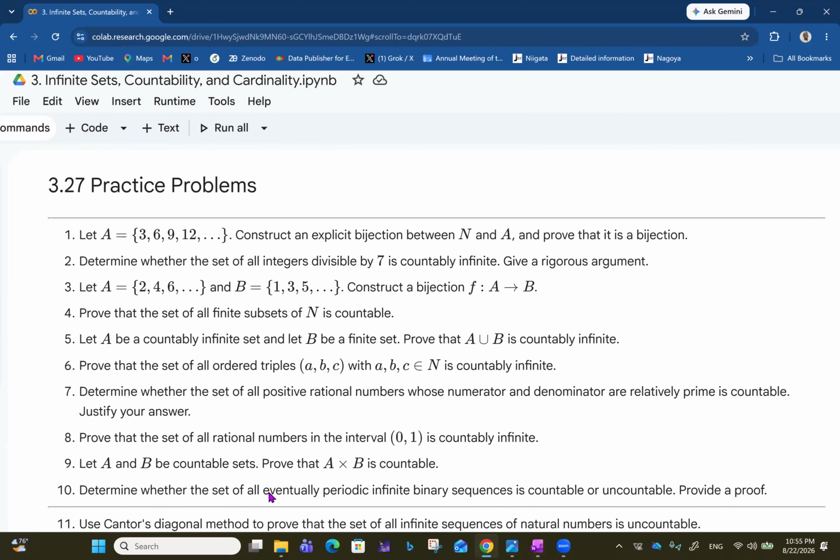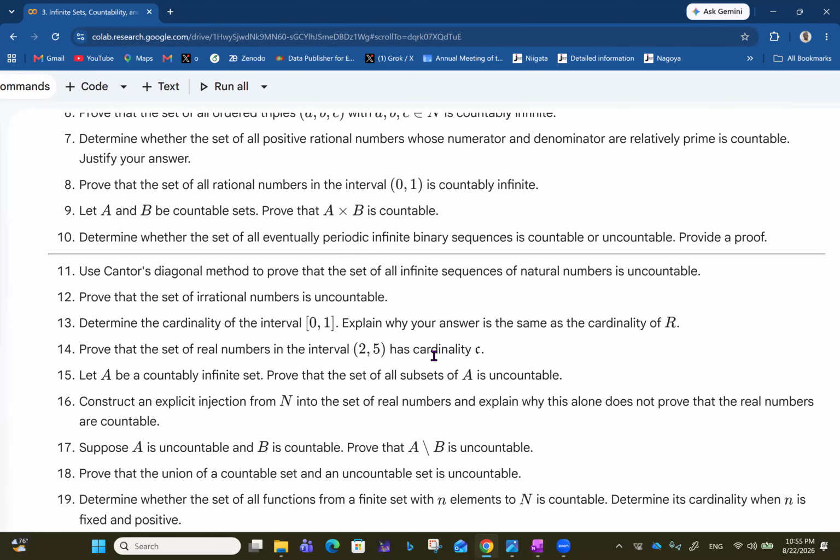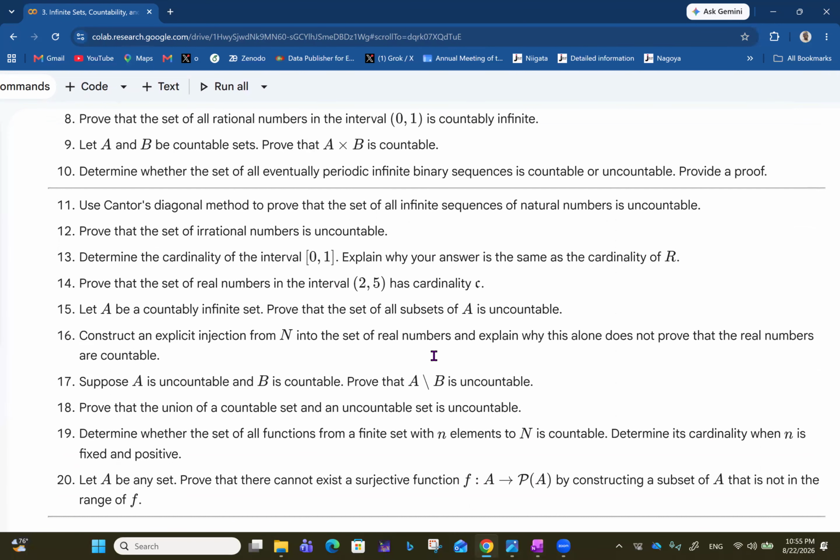So here we have practice problems. You can see problems 1 to 10 here. I won't be able to solve any of these now because we have to end this very soon. You may want to try your hands on them based on the things we've done. And then we have 11 to 20, which you also want to try your hands on.